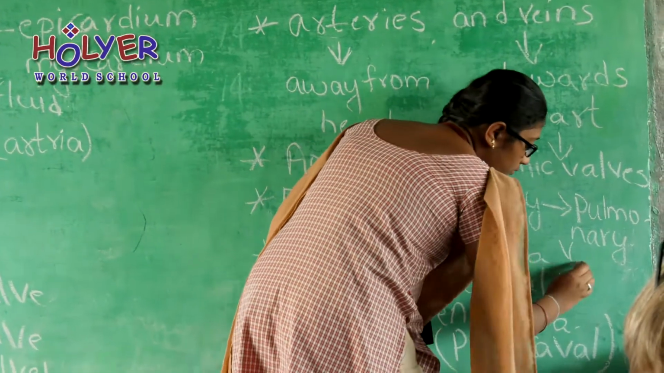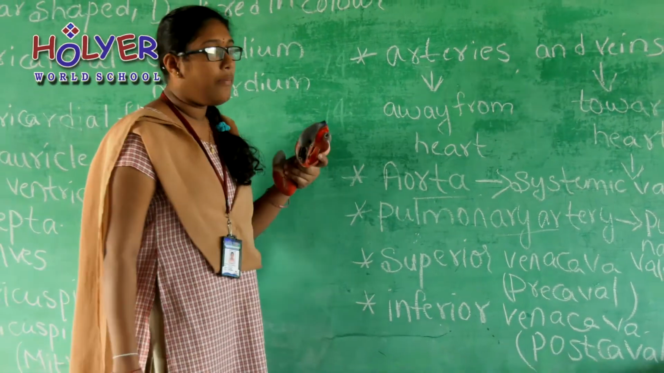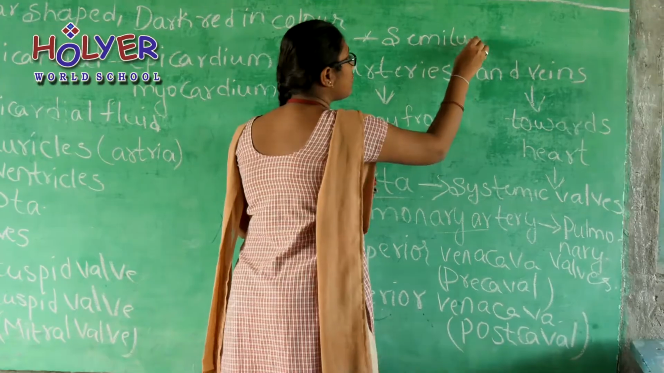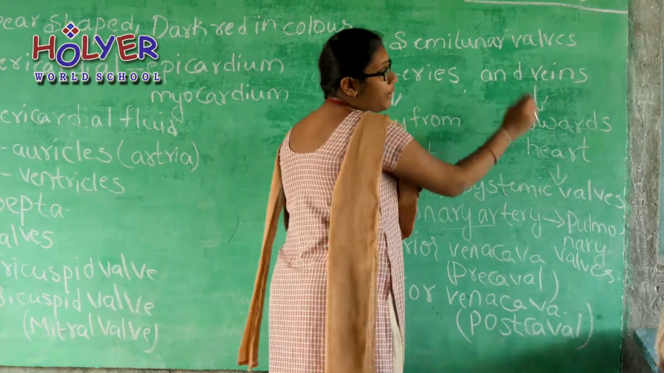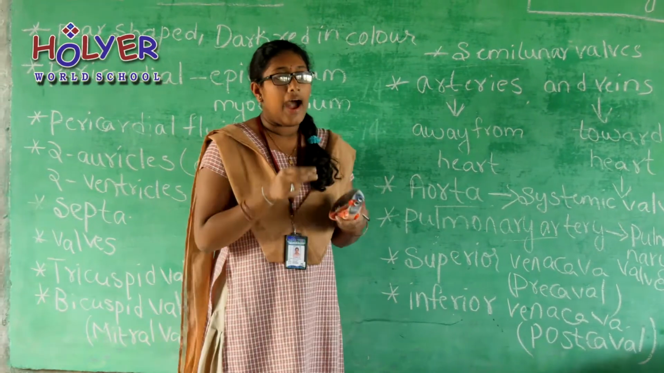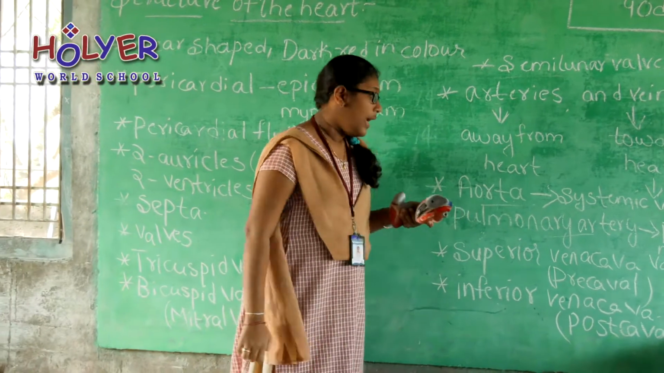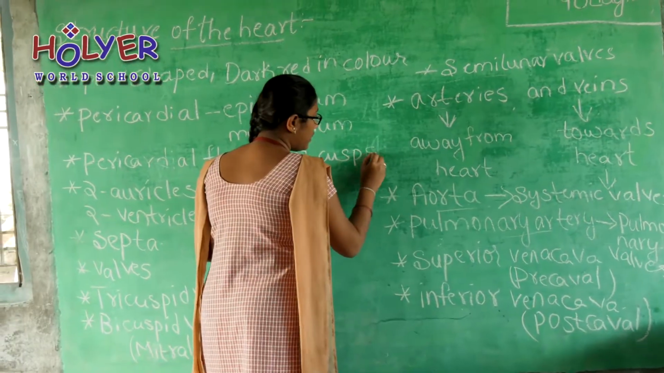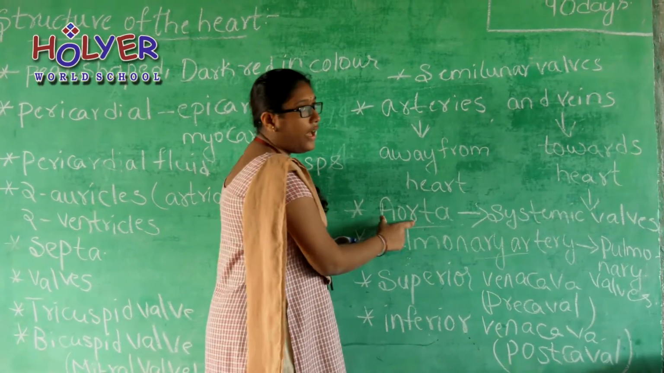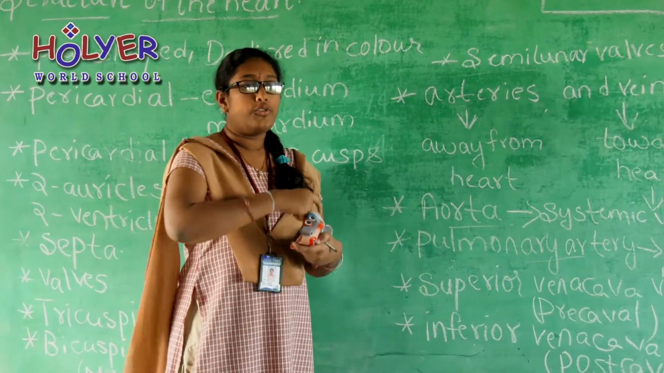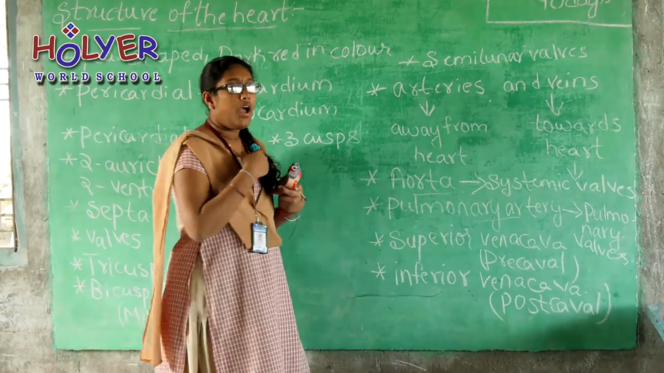These two valves together are called semilunar valves. We use the term semilunar because these two valves are in a half-moon shape. The systemic aorta carries oxygenated blood to all parts of the body, and the pulmonary artery just carries the blood from the heart to the lungs.